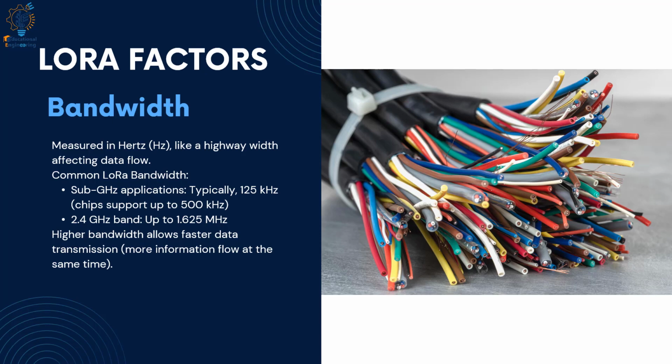If we use a higher bandwidth, we can send data faster because more information can pass through at the same time. If we use a lower bandwidth, we send data slower because less information can pass through at the same time. But to get the right speed of our data, we also need to think about two other factors: spreading factor and the coding rate.